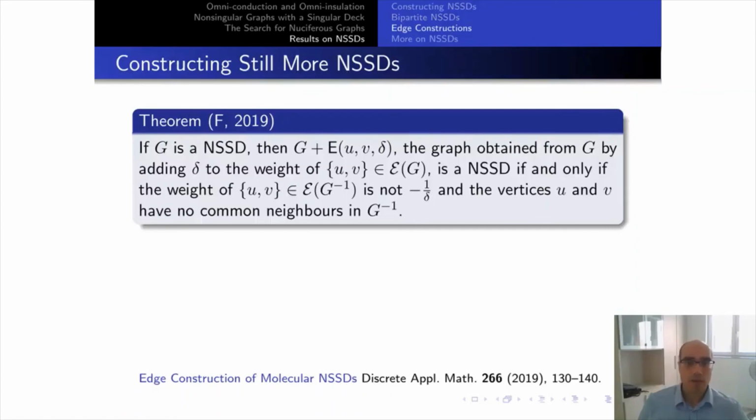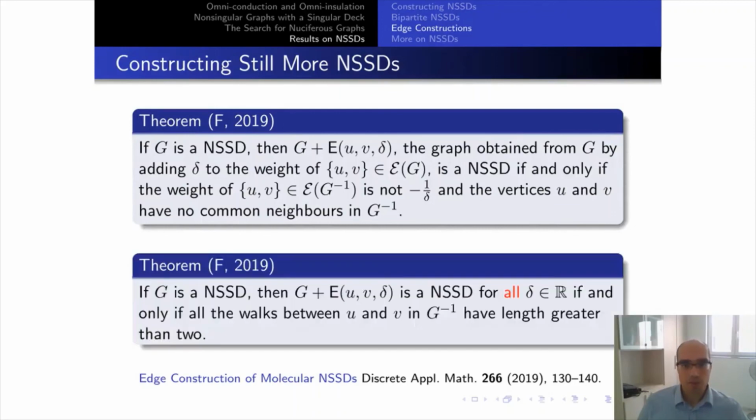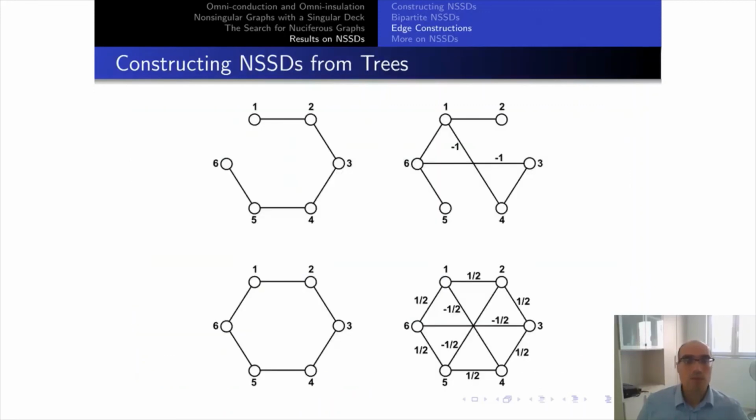There's also a way to construct NSSDs edge by edge. I'm going to explain this using an example. So suppose we start from the path P6, this one here, and we know it's an NSSD because it's a non-singular bipartite graph, and we want to construct further NSSDs from this by adding or removing edges. Suppose, for example, we want to add the edge 1, 4. Would the resulting graph be an NSSD?